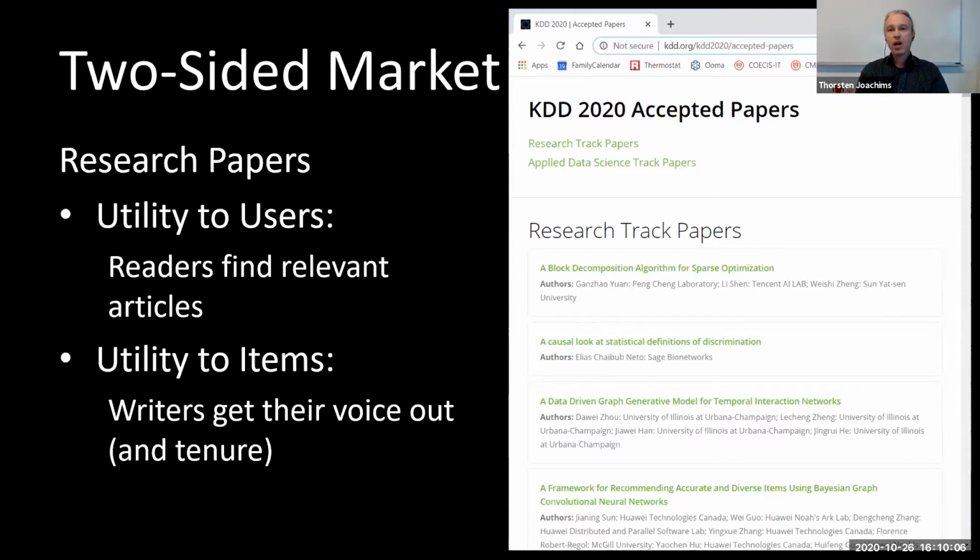So many applications are really not like books in the library anymore, but they are two-sided markets where both sides of the market draw some utility from the ranking system.